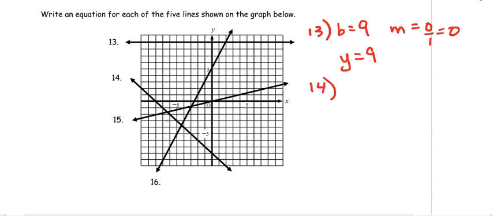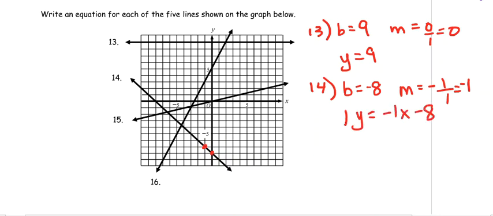14. For 14, your y-intercept is negative 5, 6, 7, 8. Negative 8, and you're just checking to see. So this is one point, this is another point. That means it's a negative graph, so we know that the slope is going to be negative. And it's up 1 to the left 1, so it's just going to be 1 over 1, which is negative 1. So y equals negative 1x minus 8.